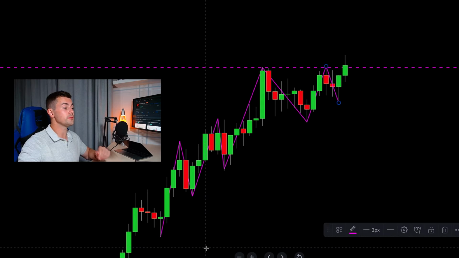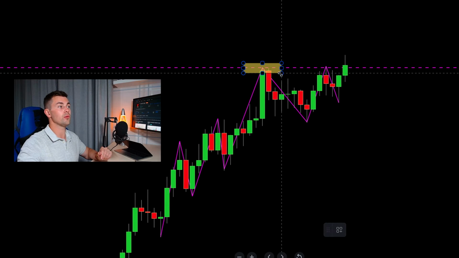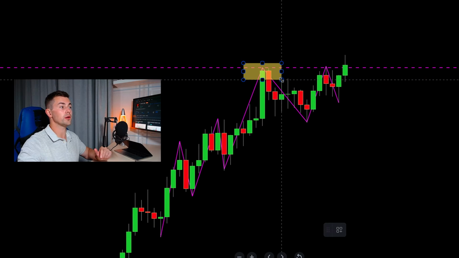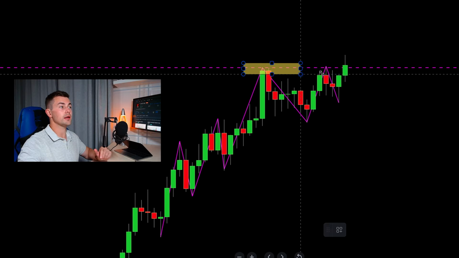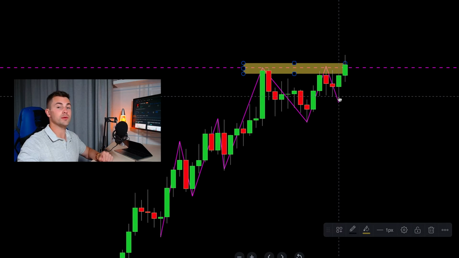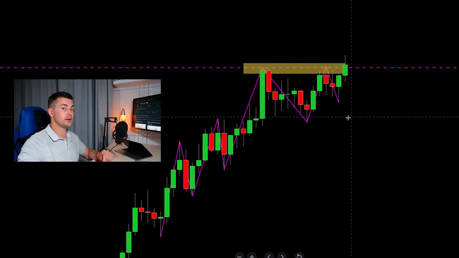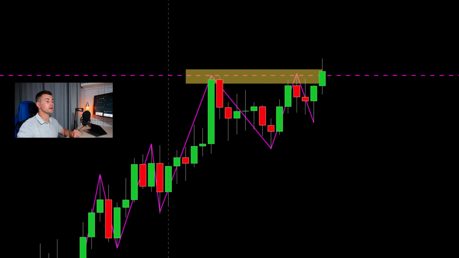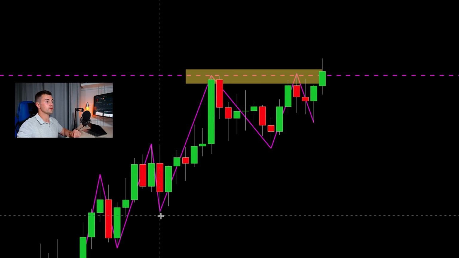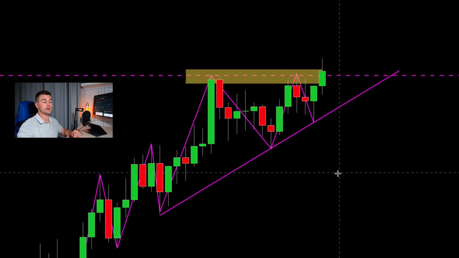And the first important thing for us to get is that right here the market found some structural resistance. From that structure the market nicely retraced, and then we saw one more test of that structure and the price retraced again, setting the high low. Then what else can we identify right here? Analyzing the recent high lows, we can identify this rising trend line.